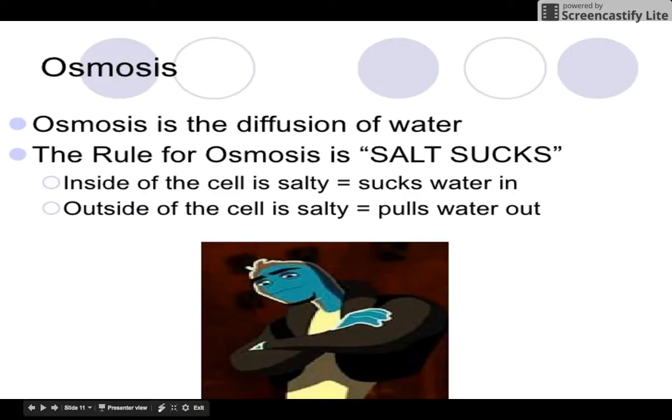Salt sucks. Let me tell you what I mean about that. When there is more salt on the inside of a cell than on the outside of the cell, well, the cell sucks in water. When there is more salt on the outside of the cell than there is on the inside of the cell, well, it pulls the water out of the cell. So water moves in the direction of the salt. So the water moves in the direction of the solute.